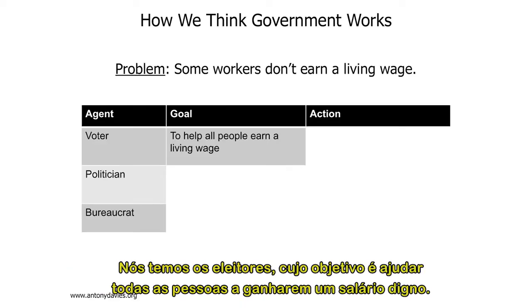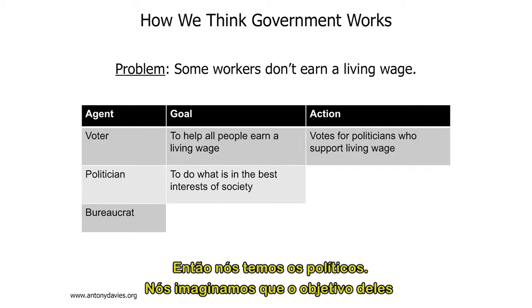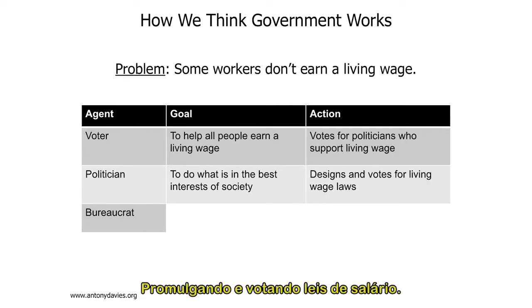We have the voters whose goal it is to help all people earn a living wage. And the way they go about doing that is by voting for politicians who support living wage laws. Then we have the politicians, and we imagine that their goal is to do what's in the best interest of society. And how do they go about doing that? By enacting and voting for living wage laws.